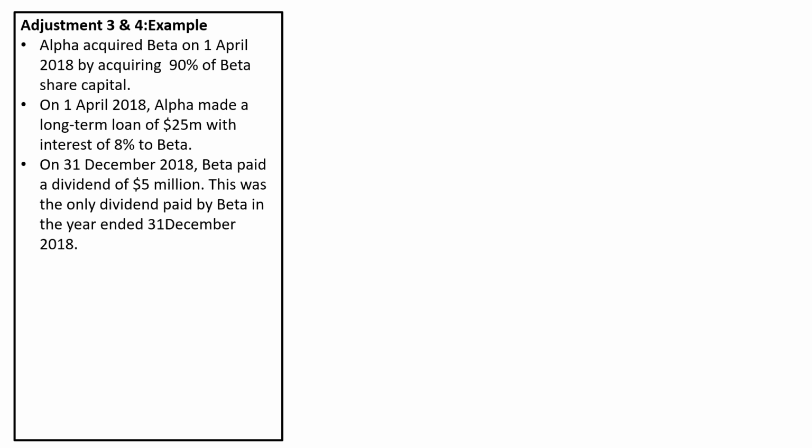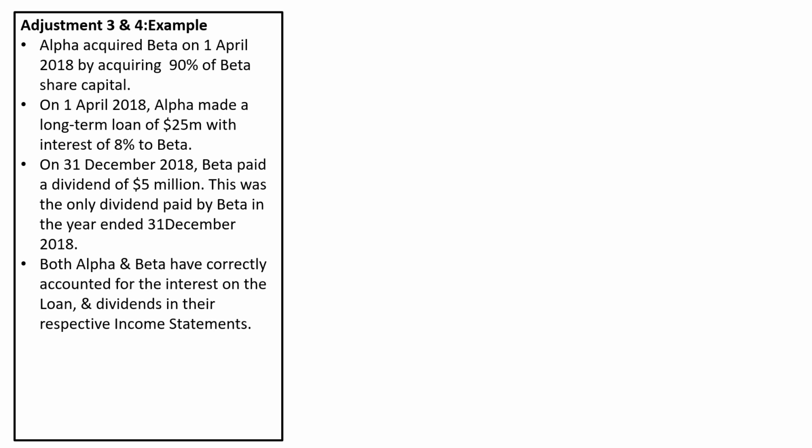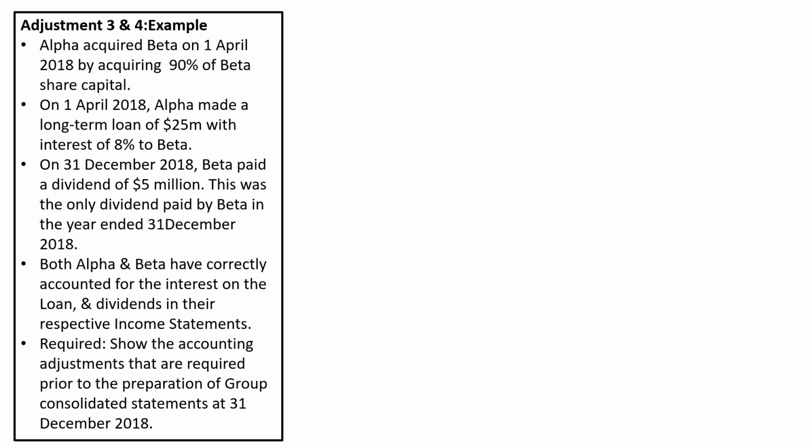On 31st of December 2018, Beta paid a dividend of 5 million. This was the only dividend paid by Beta in the year ended 31st December 2018. Both Alpha and Beta have correctly accounted for the interest on the loan and dividends in their respective income statements. Required, show the accounting adjustments that are required prior to the preparation of group consolidated statements at 31st of December 2018.